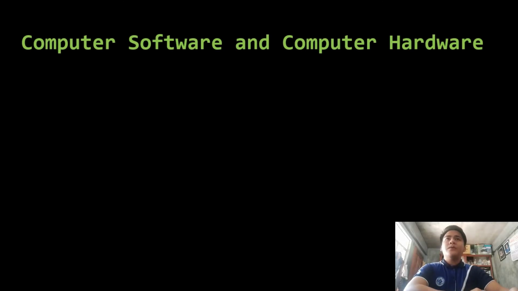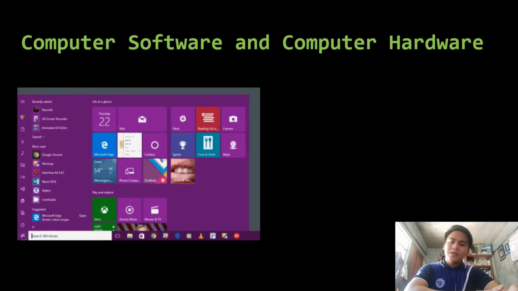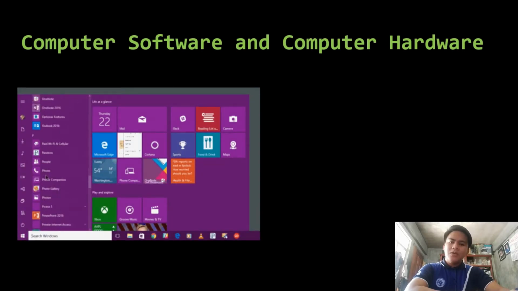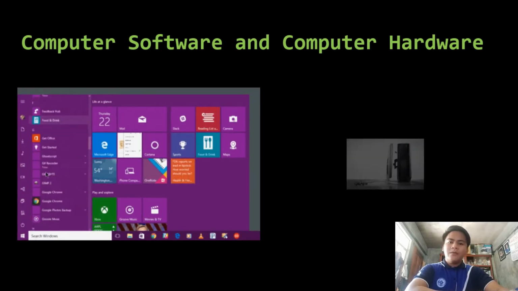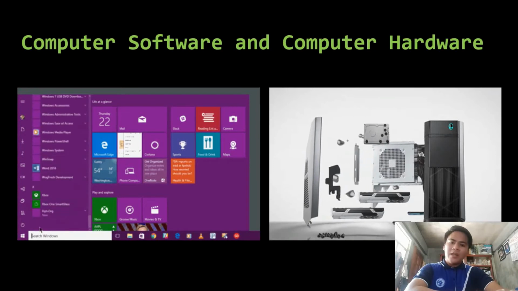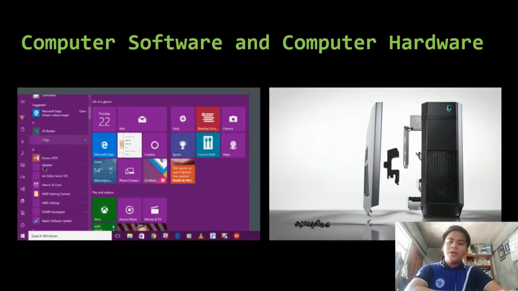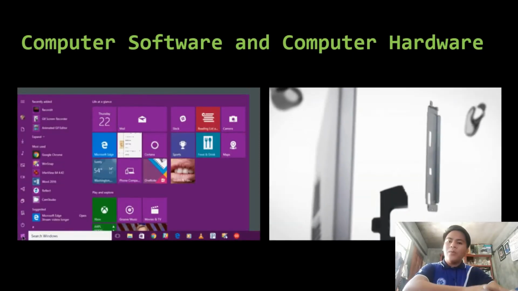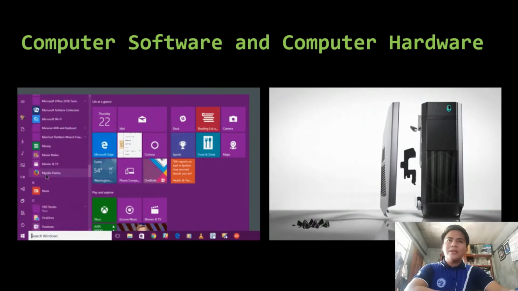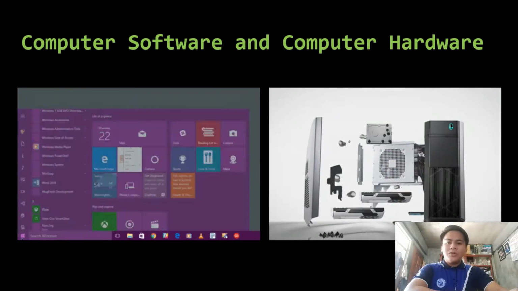So computer software, in order for us to start our discussion, let's have first a short review of what we have discussed in our past discussion. Computer software are the different systems or applications that are installed in our computer, while the computer hardware are the different parts of the computer that we can touch. The computer software we cannot touch because it is installed in our computer.